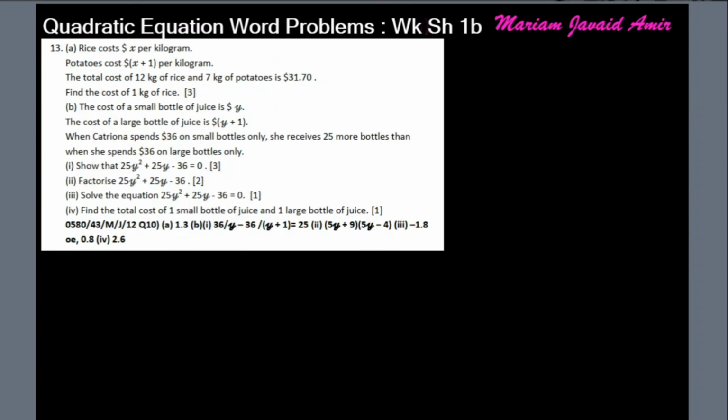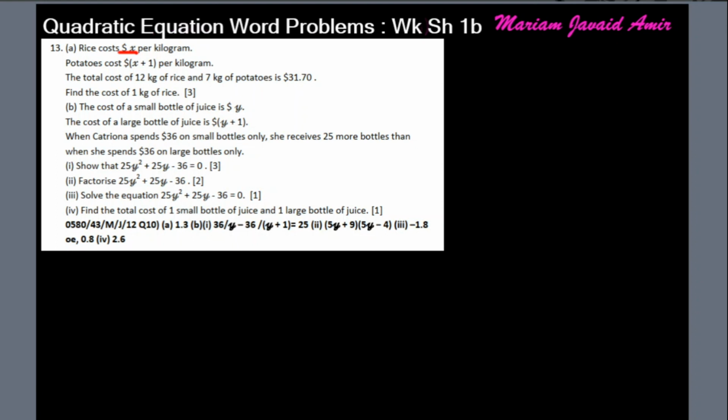Question number 13. Rice costs $x per kilogram, potato costs $x plus 1 per kilogram. The total cost of 12 kgs of rice and 7 kgs of potatoes is 31.7. Find the cost of 1 kg of rice. Cost of 1 kg of rice is actually x. So they're asking you to find x.